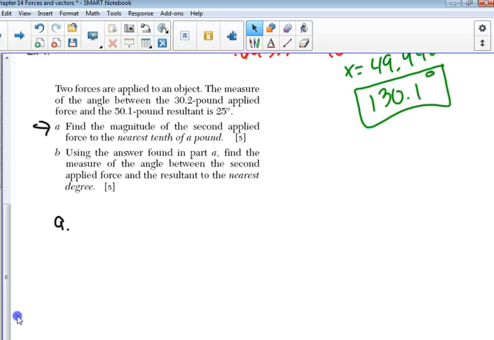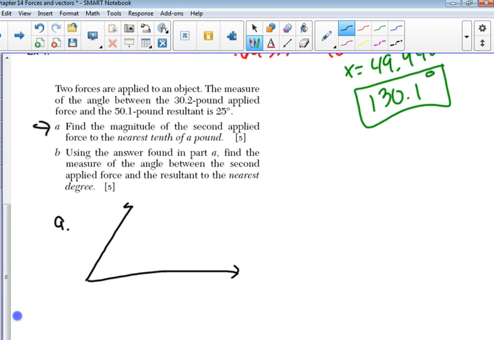Let's make sure we all have a picture for A. So 2 was the measure of the angle between 32 pi 4. A lot of us are messing this part up, guys. The resultant is the diagonal piece. So this is 50.1.